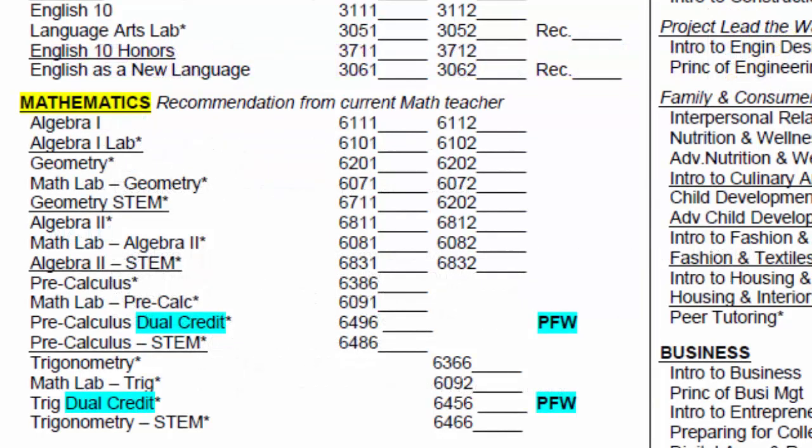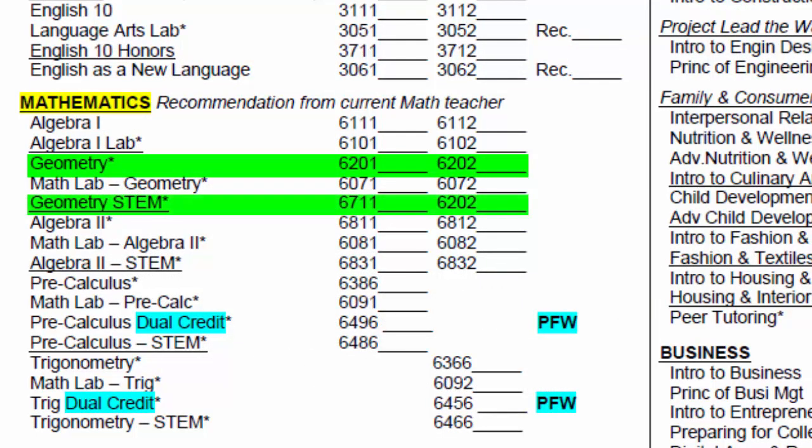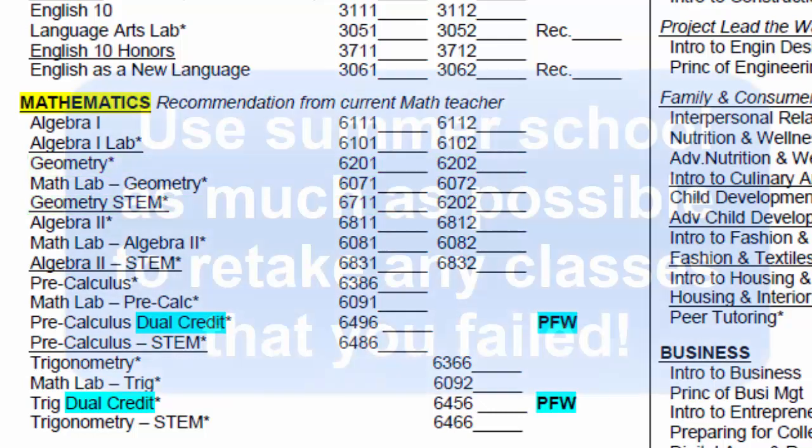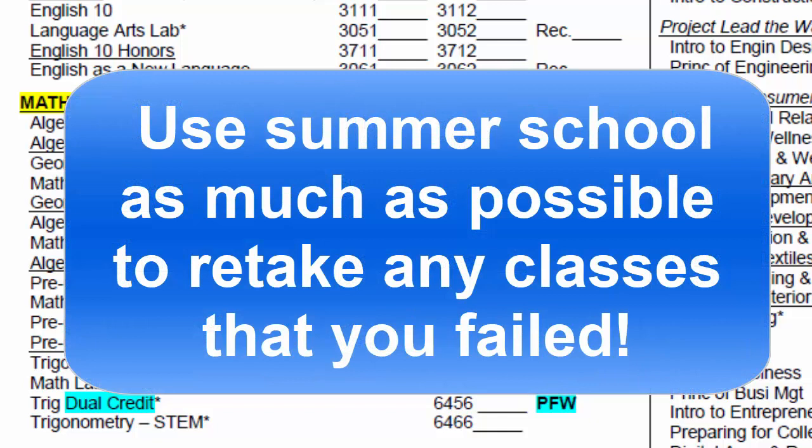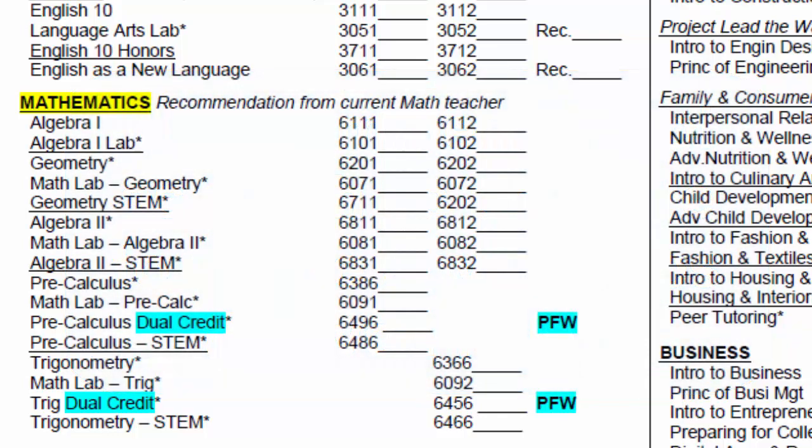If you took Algebra 1 as a freshman, you will choose Geometry or Geometry STEM for sophomore year. If you failed Algebra 1 first semester and are currently in the repeat section, we recommend that you take the second semester in summer school. If you do not take Algebra 1 Semester 2 in summer school, you need to select both semesters of Algebra 1, 6111 and 6112 on your course selection sheet.